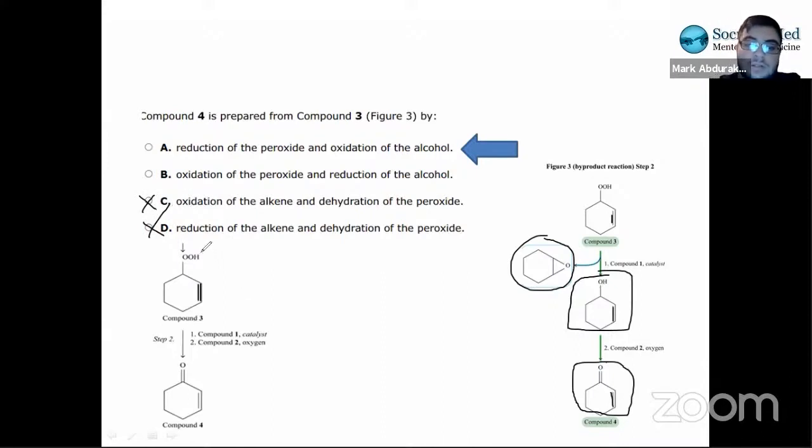Well, like I mentioned, the OOH is called a peroxide, right? So what happens to this peroxide going from step 1 to step 2? If you just look here, it might look like oxidation, right? Because you're losing an H, right? But it's hard to see in this. It's easier to see it if you do it in 2 steps. What happens to the peroxide?